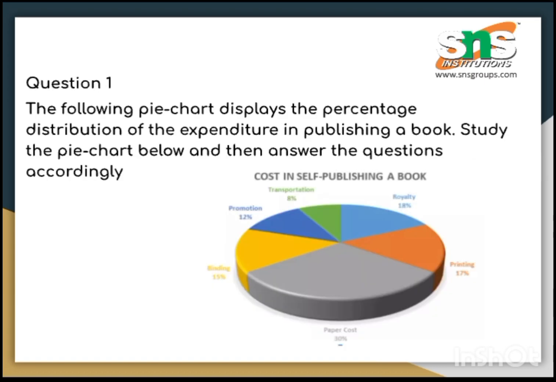Okay, so the first one. The pie chart displays the percentage distribution of the expenditure in a publishing a book company. Okay, now we are studying this pie chart. For transportation, the cost in self-publishing company is 8 percentage. For promotion, they are paying 12 percentage of their amount. For binding, it is 15 percentage. Paper cost is 30 percentage. For printing, it is 17, and for royalty, it is 18 percentage.